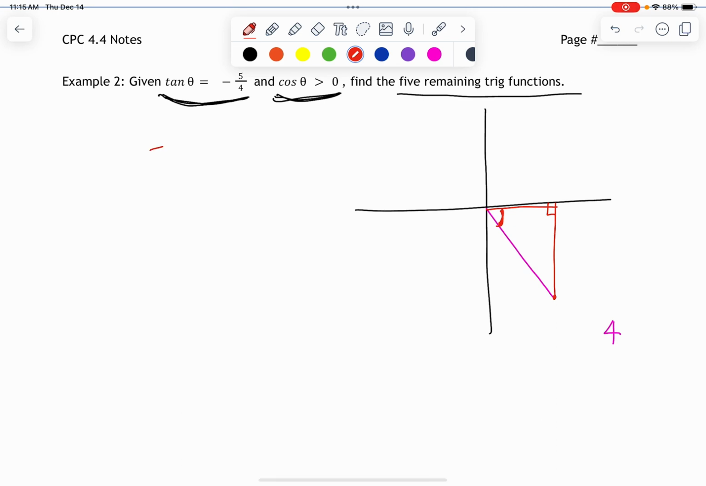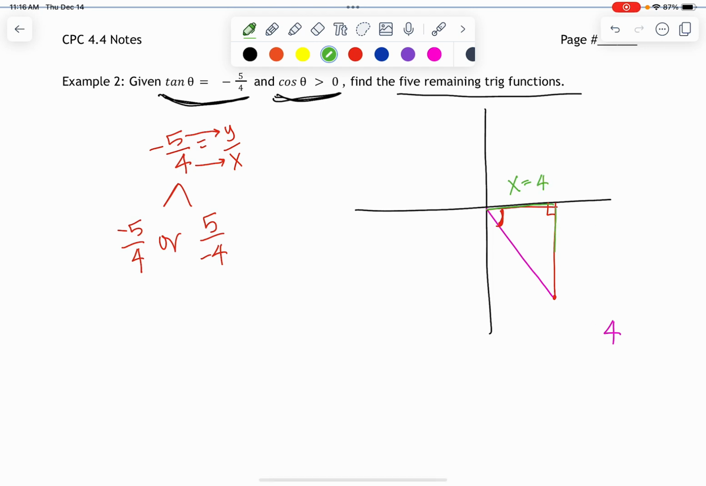So tangent is -5/4. That means it could be -5/4 or 5/-4. Right now I'm not sure, but as I fill in my side lengths, I'll be able to figure that out. Since tangent is y/x, I know that the 5 goes with the y and the 4 goes with the x. So as I look on my triangle, this is over, so this is my x, because it's how far it is on the x-axis, so that would be 4.